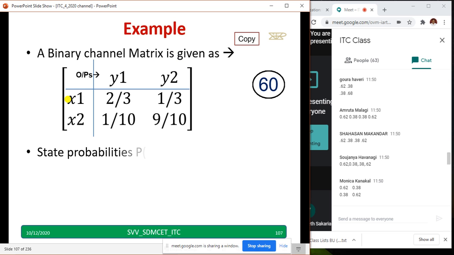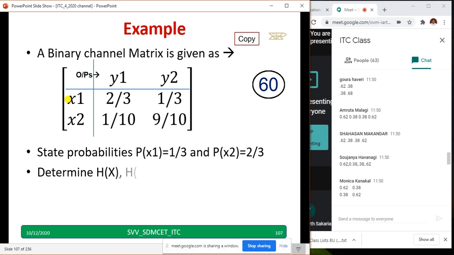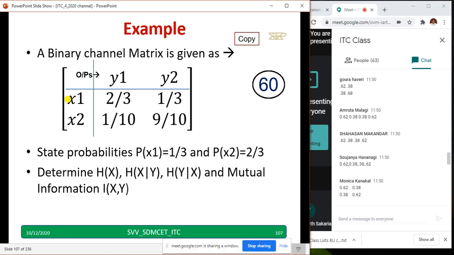Now let us take one example. A binary channel matrix is given. Copy down this. x1, x2 rows, y1, y2 columns. Probabilities are given: 2 by 3, 1 by 3, 1 by 10, 9 by 10. Is it a binary symmetric channel? When can I say binary symmetric channel? Is it a binary symmetric channel or not?